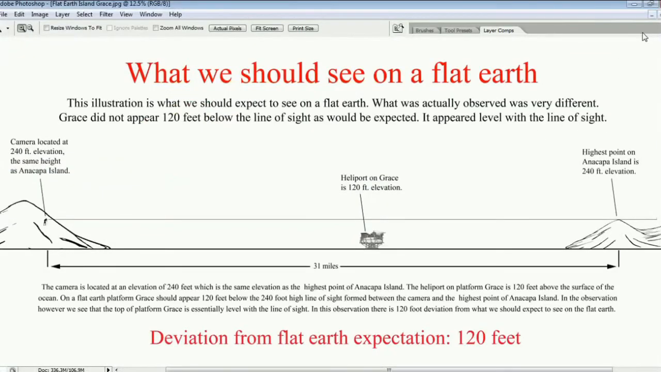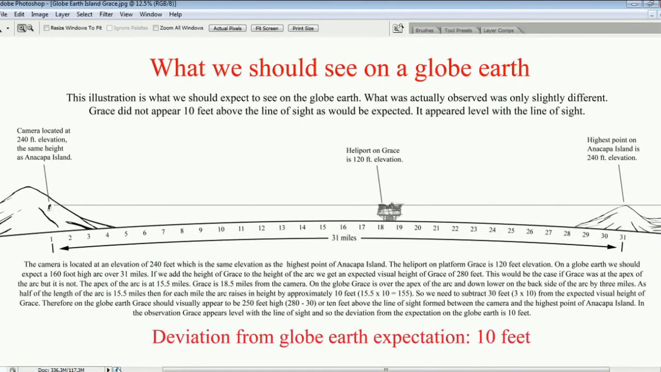So we will close that and then go here. And this is what we should see on a globe Earth. This illustration is what we should expect to see on the globe Earth. What was actually observed was only slightly different. Grace did not appear 10 feet above the line of sight, as would be expected. It appeared level with the line of sight.